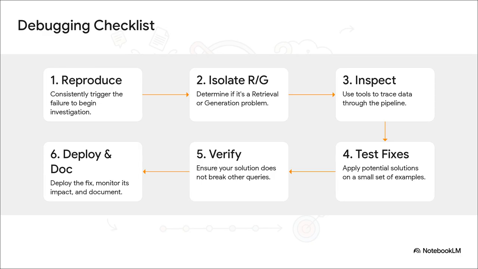After that, you dive in. Use your tools to trace the whole pipeline and check for those common failure patterns we just talked about. Next, validate your fix. Test it on a small set of examples and, this is so important, make sure your fix doesn't break something else. Finally, you get it into production. Deploy, monitor, and write down what you learned. This process turns debugging from a dark art into a science.